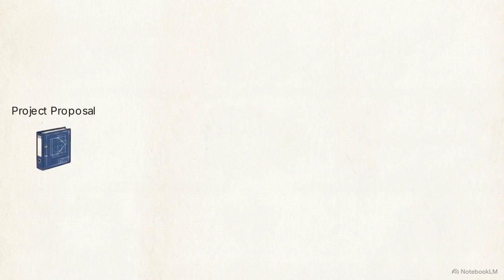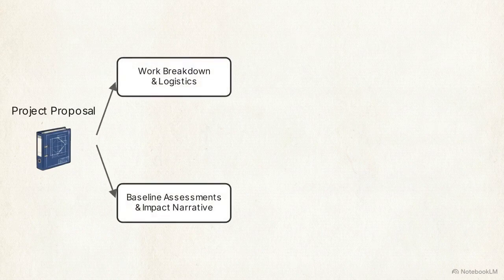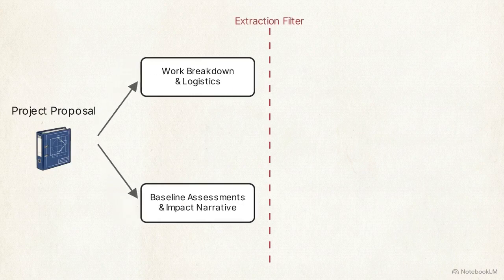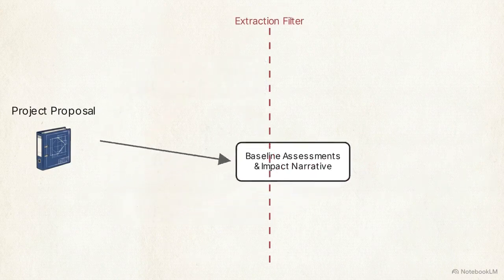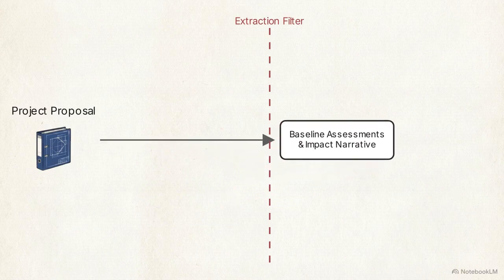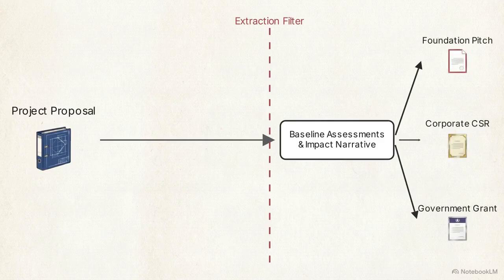Everything starts here with a large, dense block, the project proposal. All of your operational logic originates from this document. Then comes the critical extraction phase. Grant writers actively filter out the work breakdown structures and logistics, retaining only the baseline assessments and the impact narrative. Finally, you take that high-value extracted data and branch it into highly tailored pitches, customizing each one based on the individual missions of donor A, donor B, and donor C.